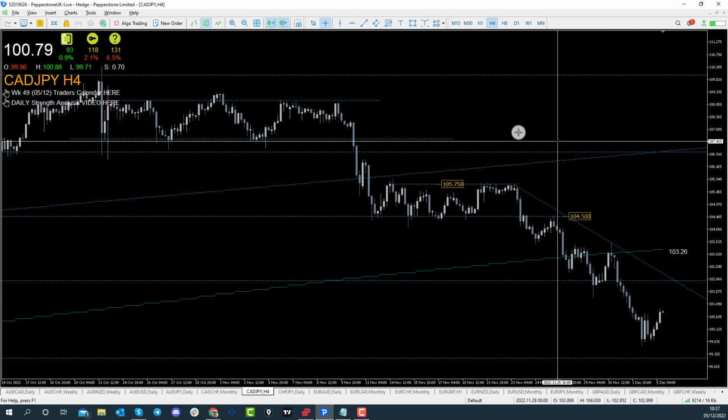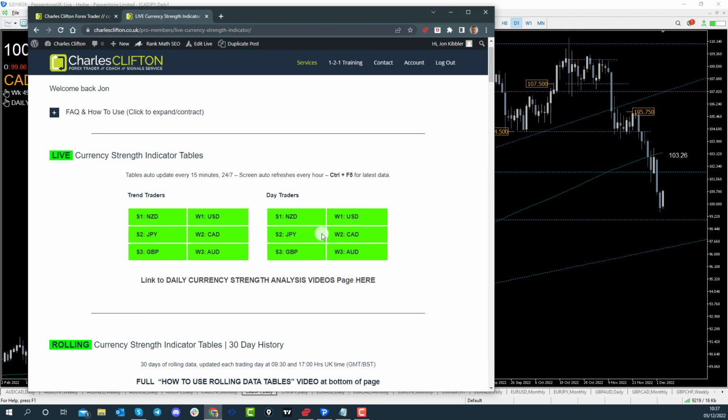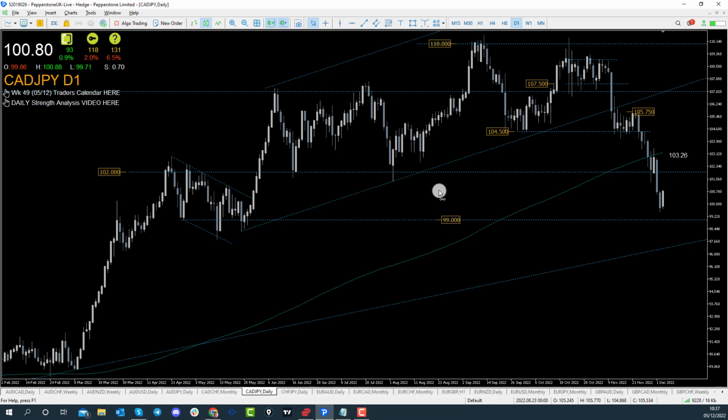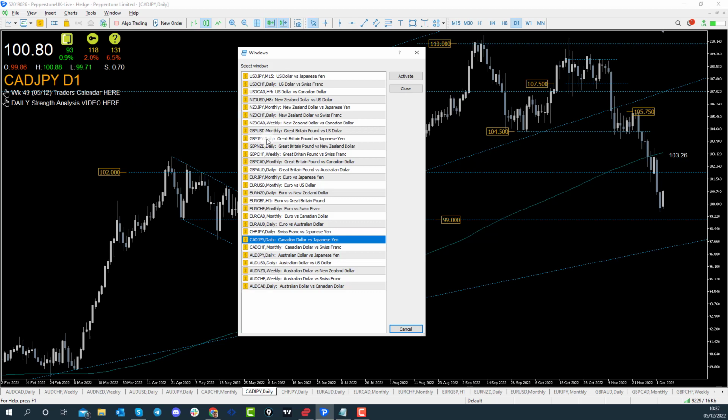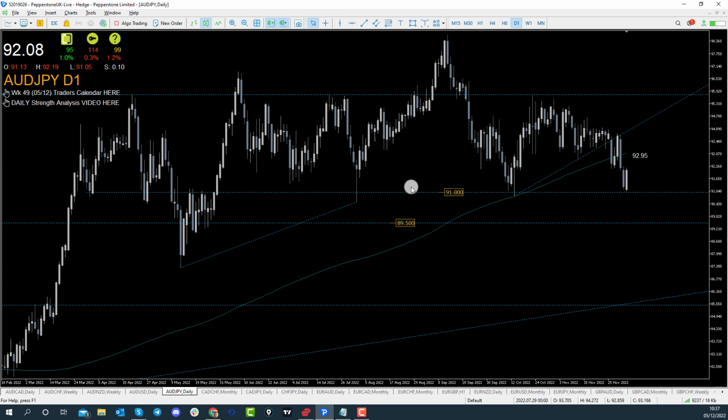So CAD yen looking for that pullback there. That's very similar to a lot of other yen pairs that feature on the tables. If you have a little look here, we can look at dollar yen and Aussie yen. If I go to Aussie yen, for instance, Aussie yen has just rebounded. Let me just bring it up. Aussie yen has just rebounded from a daily range low.